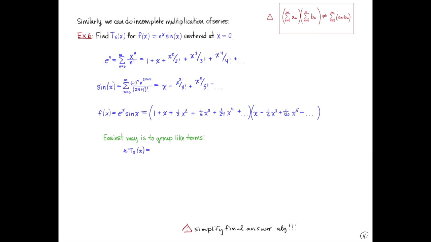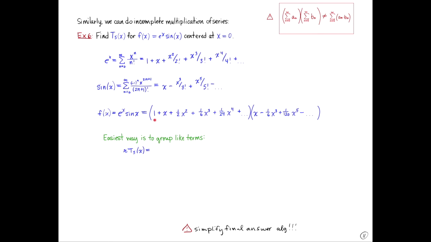We want the 5th degree Taylor polynomial for e to the x sine x centered at x equal to 0. We already know the Taylor series for e to the x centered at 0 and sine x centered at 0. A quick word of caution though, the sum of a sub n times the sum of b sub n is not equal to the sum of a sub n times b sub n. Instead, we have to FOIL out the entire infinite series. The easiest way to do this is to group your like terms.